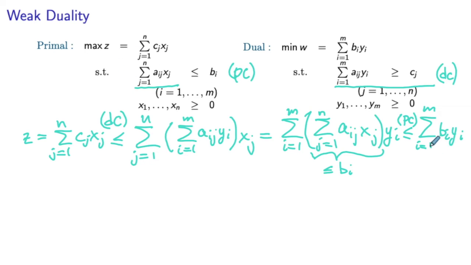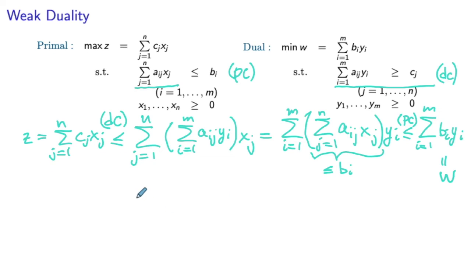Okay, so now what we obtained in the right hand side of this long inequality is exactly the dual objective, which we denote by W. So this is equal to W. All right. And as a result, this is what we obtained. So this is exactly the weak duality result.